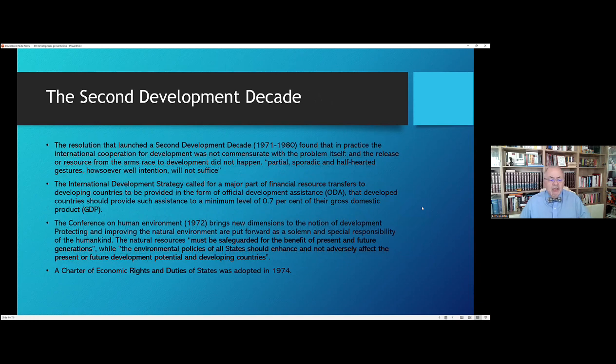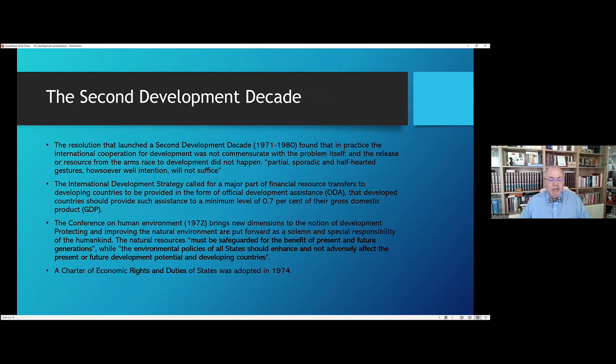I want to signal here the fact that it was at this point in time, during that decade, that developed countries committed to provide assistance to a minimum level of 0.7% of their GDP. Of course, we know that nowadays only I think 5 countries are up to that level. But again, it was a very revolutionary move forward proposed by the United Nations.